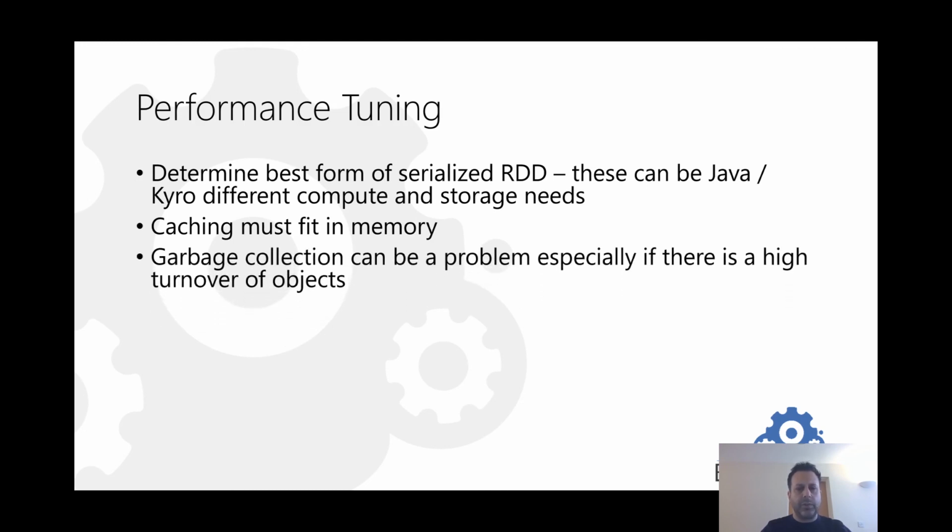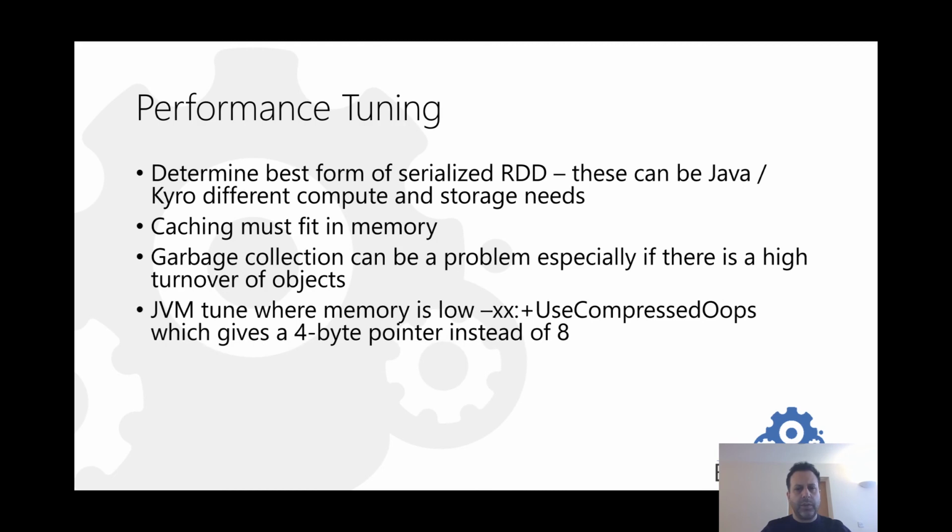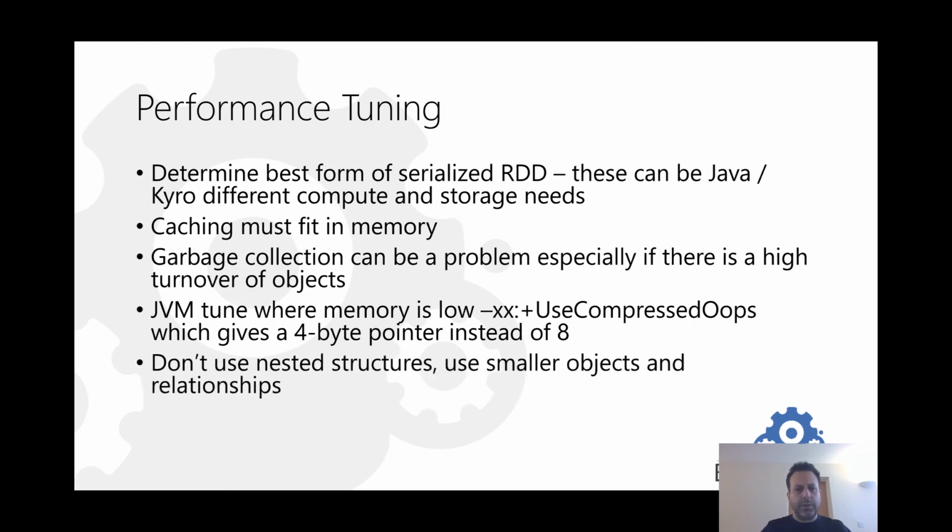If you've got a high turnover of objects in Spark, you keep creating lots of different things, then the garbage collector is doing a lot of work all the time and will slow down your applications. So you can tune this in different ways depending on how much memory you've actually got in your Spark cluster. Don't use nested structures, to avoid recursive lookups within them. So use smaller objects and relationships. An obvious thing, especially for people with a data background: use numbers for keys and not strings.